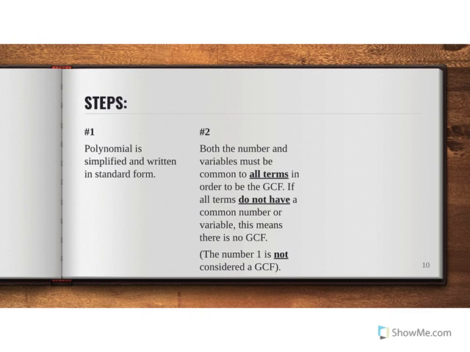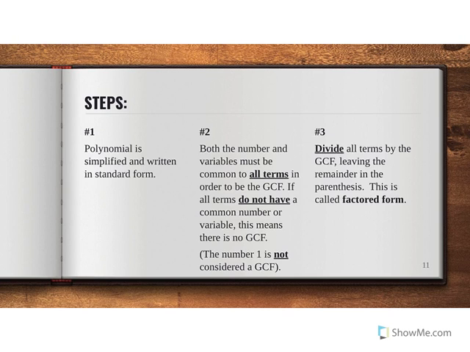If all terms do not have a common number or a variable, this means that there is no GCF. So it has to be in common with every single term or monomial that's actually in there. The number 1 is actually not considered a GCF. So if we had an example, say 5x squared plus 3x plus 2, we can see that these numbers don't have anything in common, and they also don't all have a variable of x. So the only thing they do have in common is just 1, but we're not going to take a 1 out of that. We'll just leave it blank.